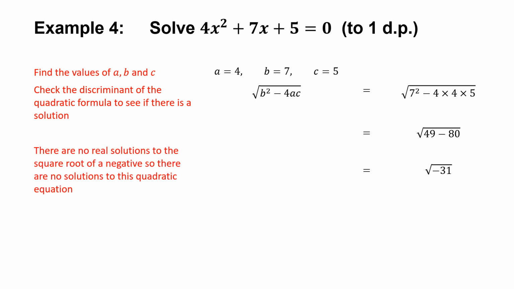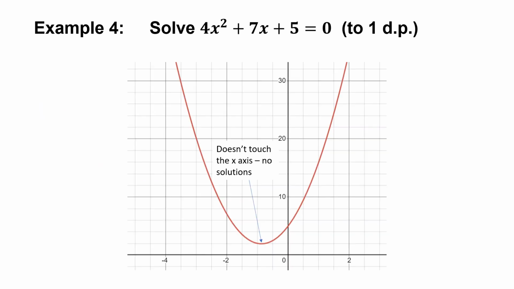Now, we can't have the square root of a negative number, so there are no real solutions to this problem. So this is the end of the question, where you'll state there are no solutions to this particular problem. And we can see this when we plot this. You can see here that the bottom of the curve never touches the x-axis.